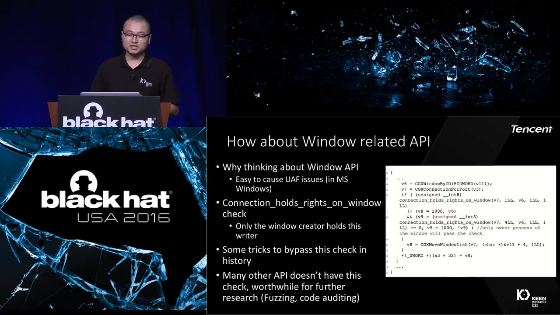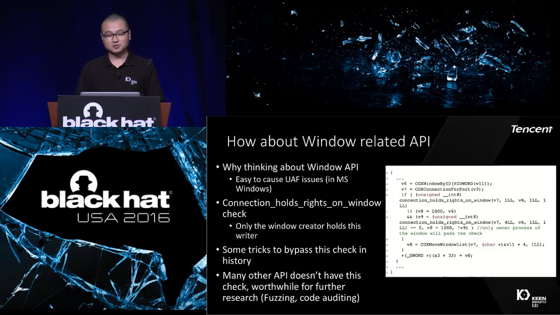And also, we may need to think about some window-related APIs, because on Microsoft Windows we actually have a lot of UAF issues relating to windows. For example, you can set up a callback to free a window, and after that, it is used again. But maybe on OS X, there are similar bugs.